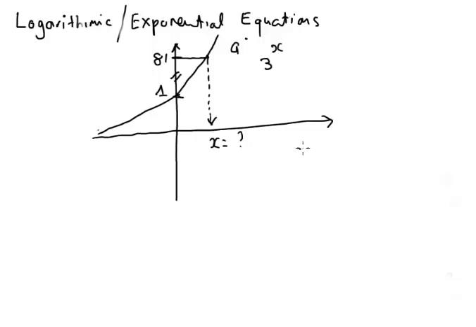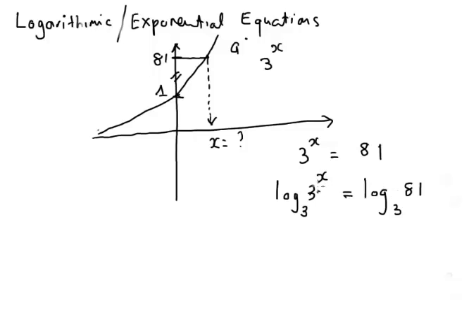So what am I saying? I'm saying 3 to the power of x equals 81. One way of doing this, I can do what I did before: just break down 81 into its powers. Then say log base 3 of 3 to the power of x is equal to log base 3 of 81. What am I doing there? I'm applying the function log as an inverse function to exponential on both sides, isn't it?